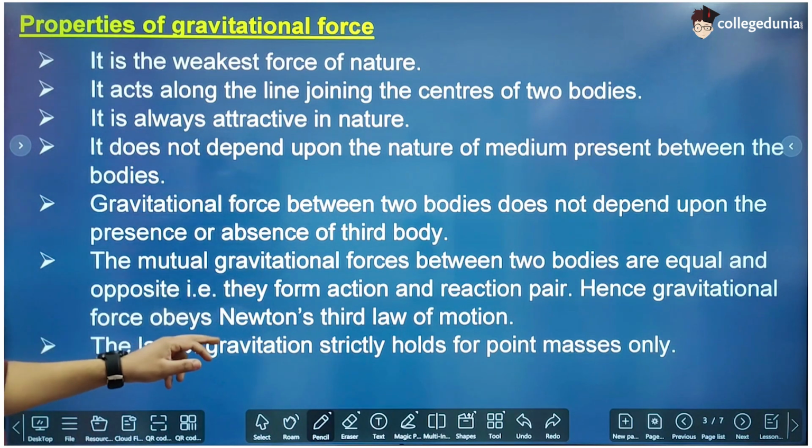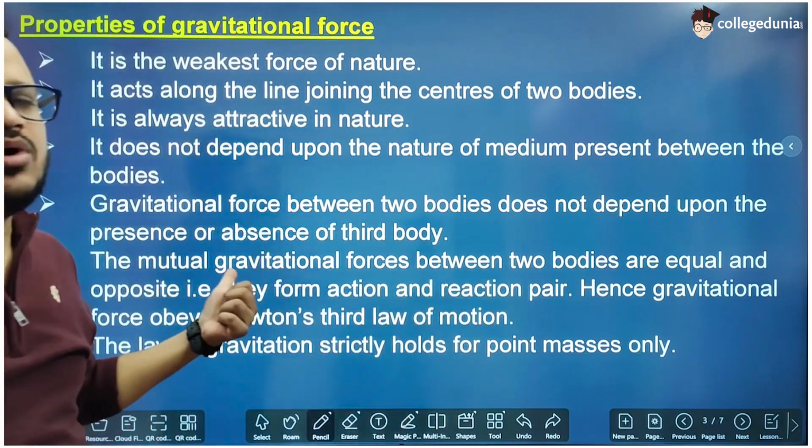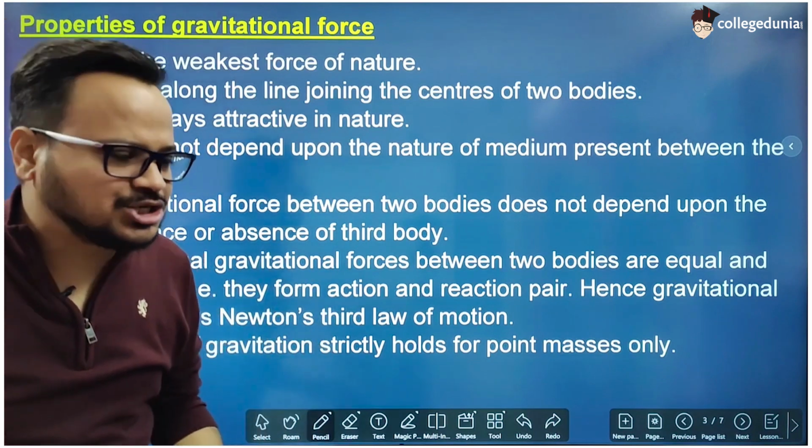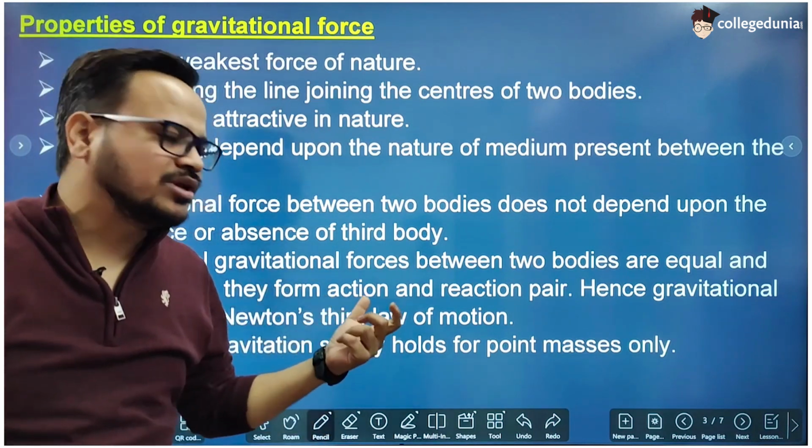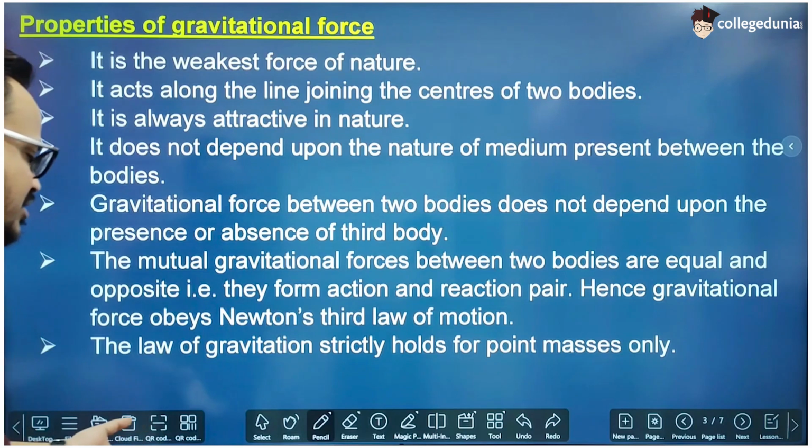The mutual gravitational forces between two bodies are equal and opposite, so they form an action and reaction pair, so they obey Newton's third law of motion. This we have already discussed.